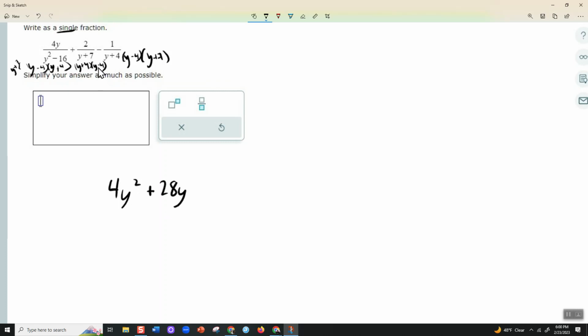This is y plus 4 and y minus 4, which is basically the same thing as y squared minus 16. So I'm just going to do times y squared minus 16, which 2 times y squared minus 16 is, and this is being added, 2y squared minus 2 times 16 is 32.